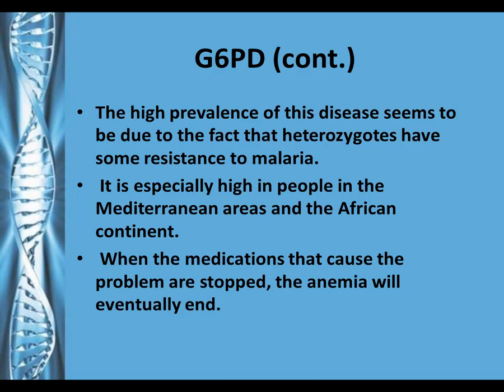A high prevalence of this disease is due to the fact that heterozygotes have some resistance to malaria. So we see this in Mediterranean areas and the African continent. When the medication that causes the problem is stopped, the anemia will eventually end. There will be nothing causing the breakdown of the red blood cells, so the body will be able to regenerate red blood cells that will then not be broken down.